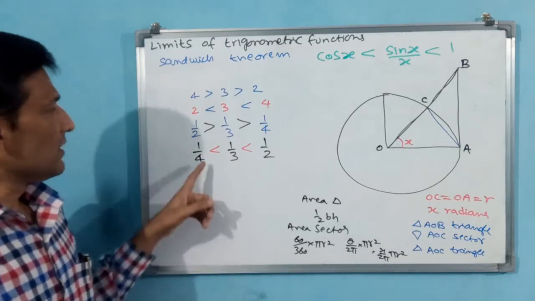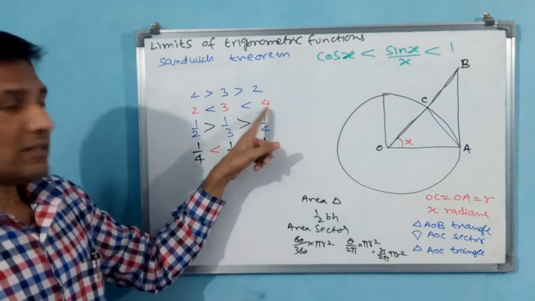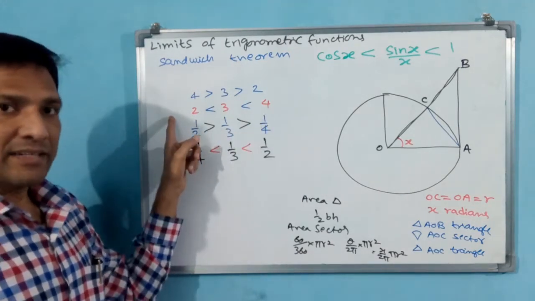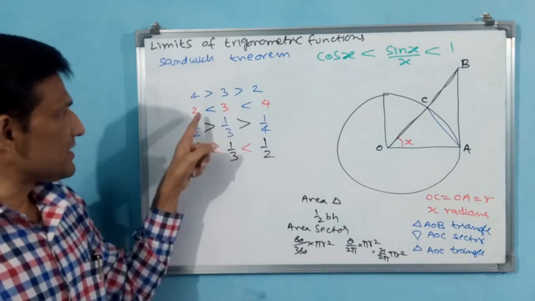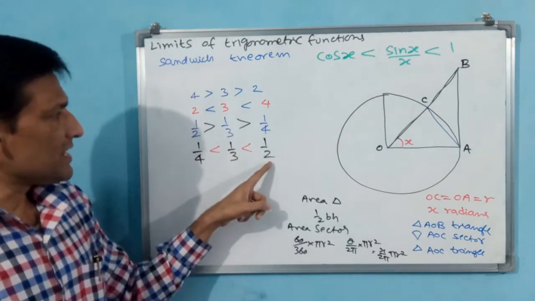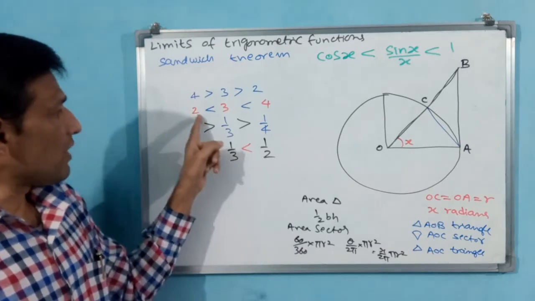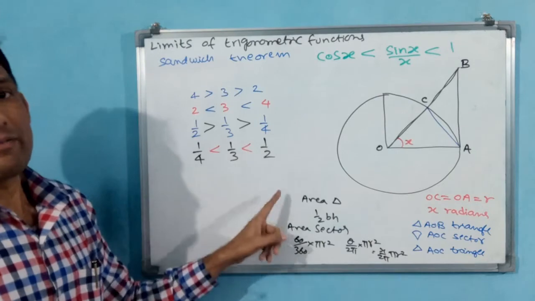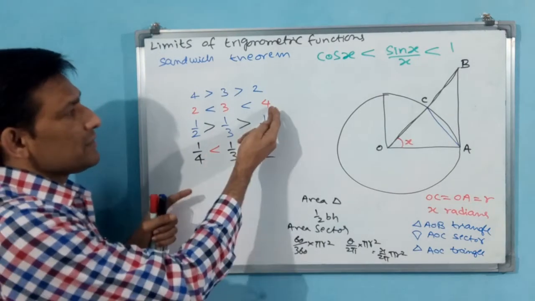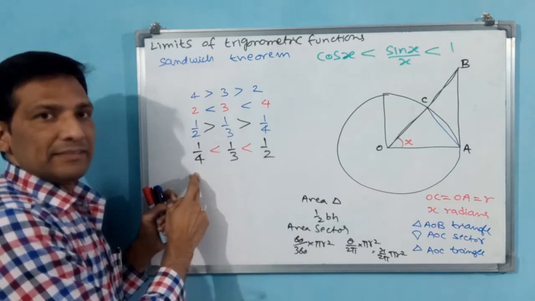That means 2 is less than 4. I am comparing only extremes, this end, right hand and left hand side. 2 is less than 4, but 1 by 4 is less than 1 by 2. That means 1 by 2 is greater than 1 by 4. If reciprocal, the larger one comes to this side.